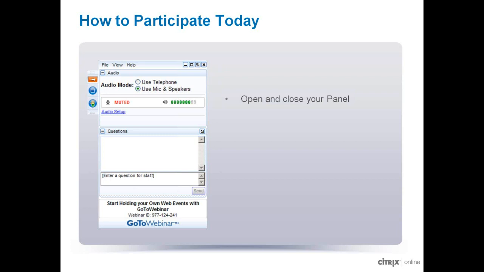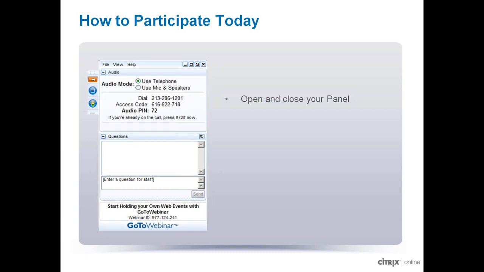The audio pane provides audio information. You will need to dial in with the number and the access code provided in your control panel, or, if you prefer, you can listen to the audio through your computer speakers. Due to the high number of participants on the call, all callers will be placed on mute.